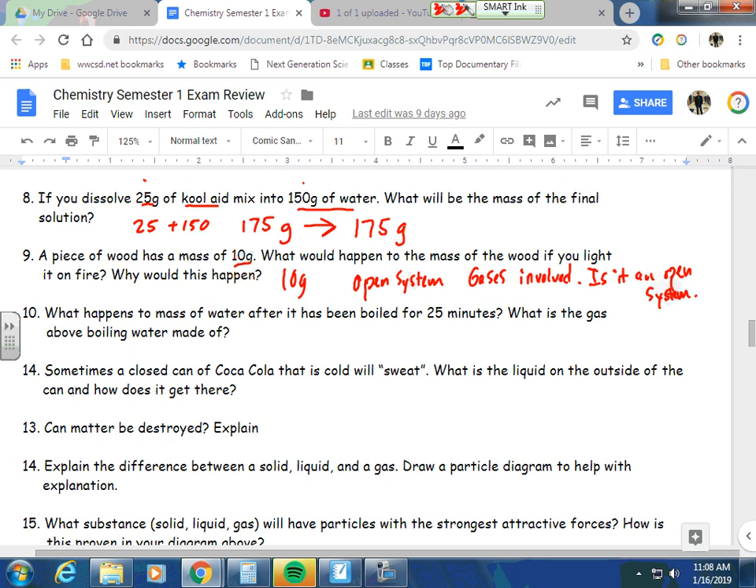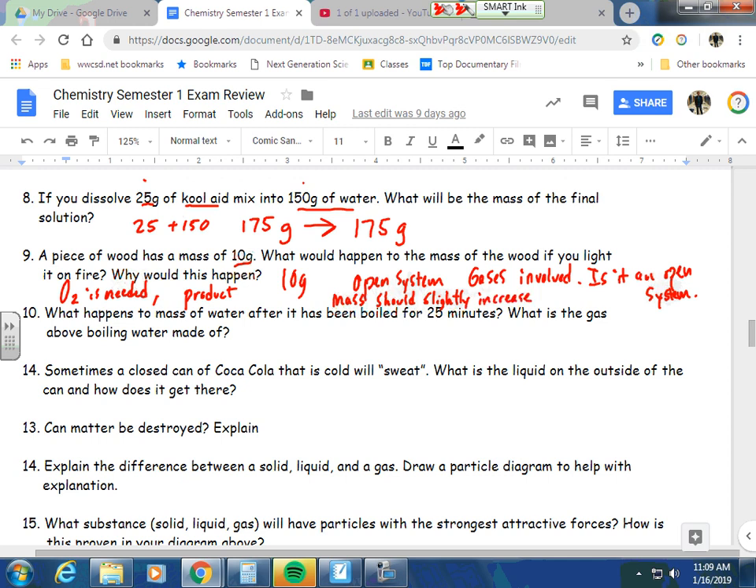All right, so if we're just burning wood out in the open, that means we have an open system. There is a gas involved with burning something. O2 is needed to burn something. It's one of the reactants. It actually gets formed into a product that we're going to find the mass of at the end. So actually in this scenario, the mass should slightly increase.